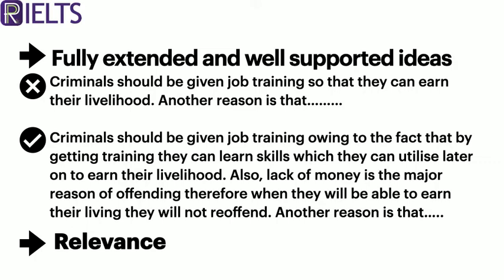Now read the second example. The same idea is extended. So, the criminals should be given job training owing to the fact that by getting job training, they can learn skills which they can utilize later on to earn their livelihood. Also, lack of money is the major reason of offending. Therefore, when they will be able to earn their living, they will not re-offend. So, you can see I have given some reasons and the benefit why job training should be given. I have extended the idea, so you will also have to do this.